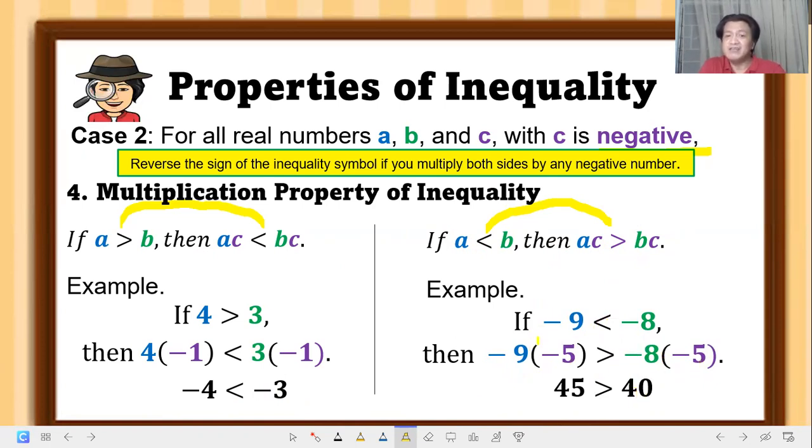Since this is negative, yung minultiply ko, magre-reverse na pala, nagre-reverse na ako dito. Kaya from less than becomes greater than na siya. Kaya 45 is greater than 40. Okay, that's rule number 2 or case 2 for multiplication.